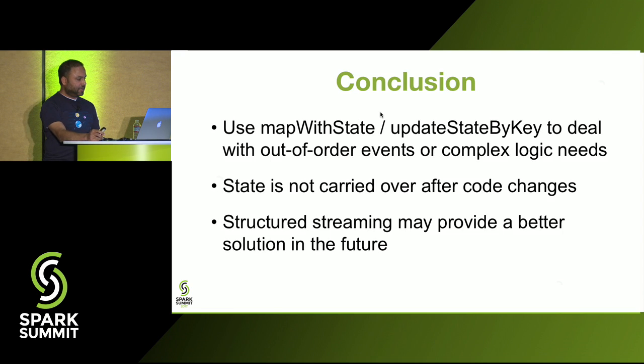So in conclusion, if you have to deal with out-of-order events, especially in production environments, and you're in the Java or Scala world, then mapWithState would be an option for you. If not, then updateStateByKey is the alternative. And of course, you have to keep in mind that in either of these cases, state is not really carried over beyond deployments where code changes or schema changes happen. And maybe structured streaming could be something that might be a near future option for us.